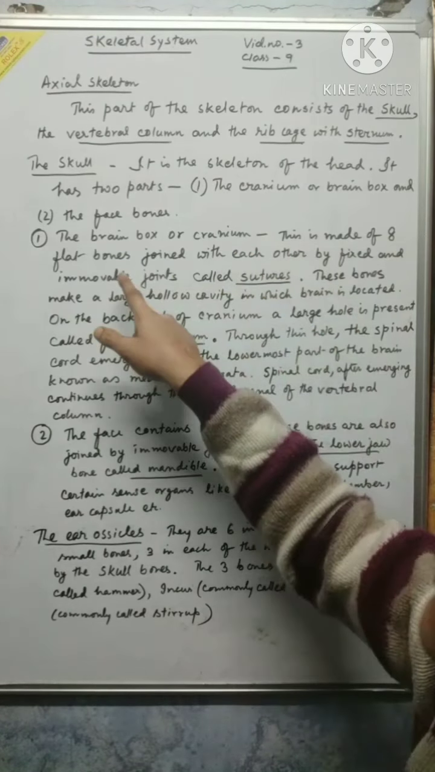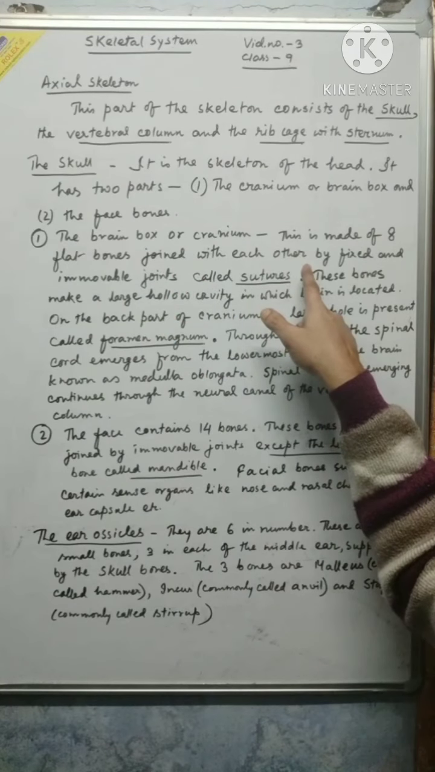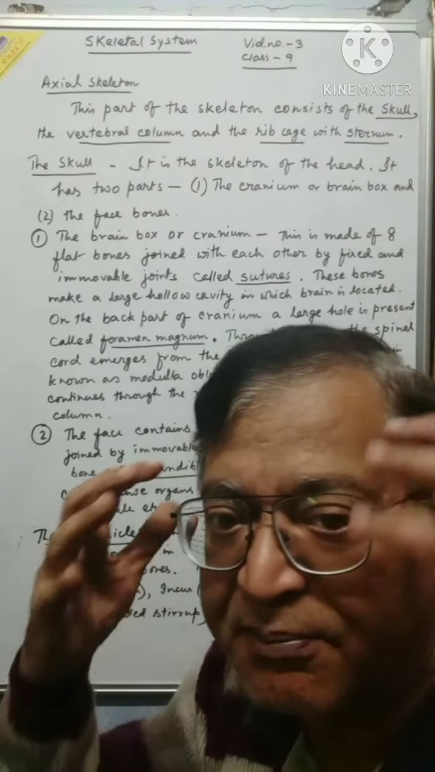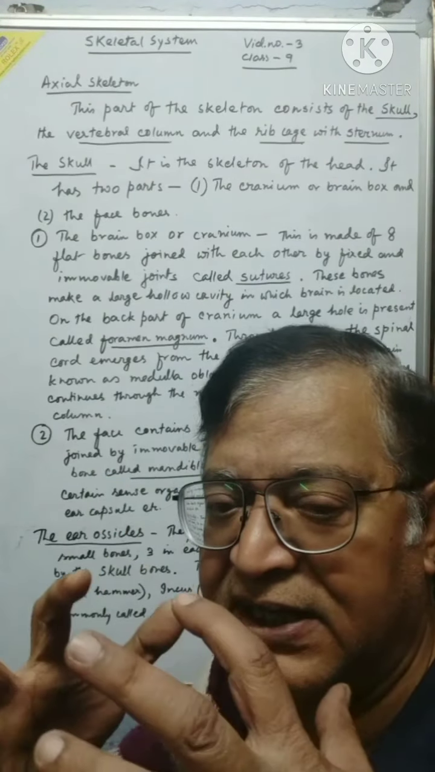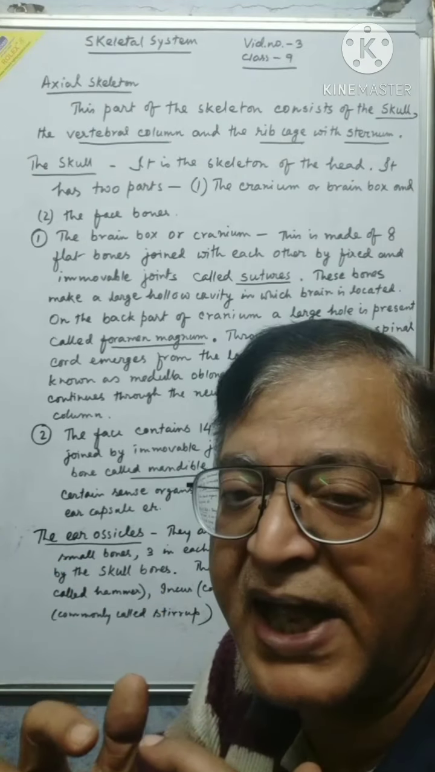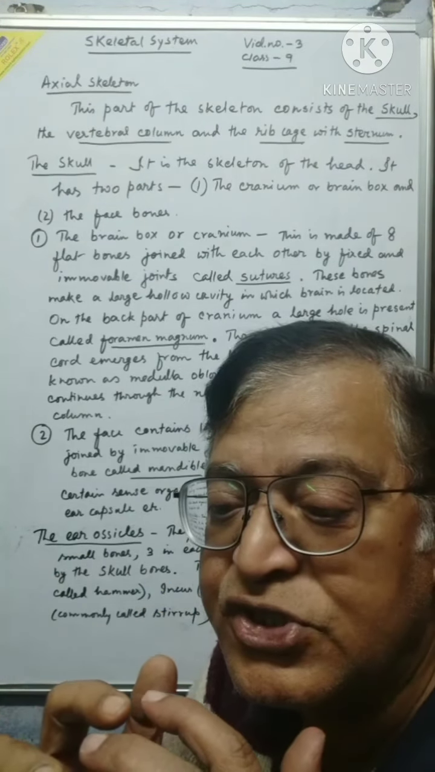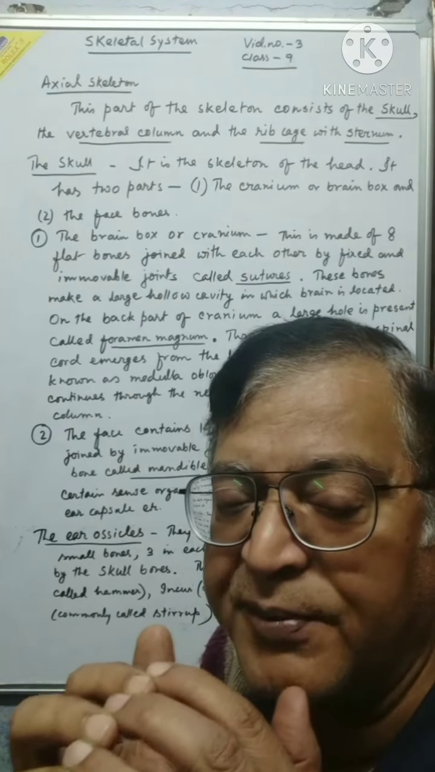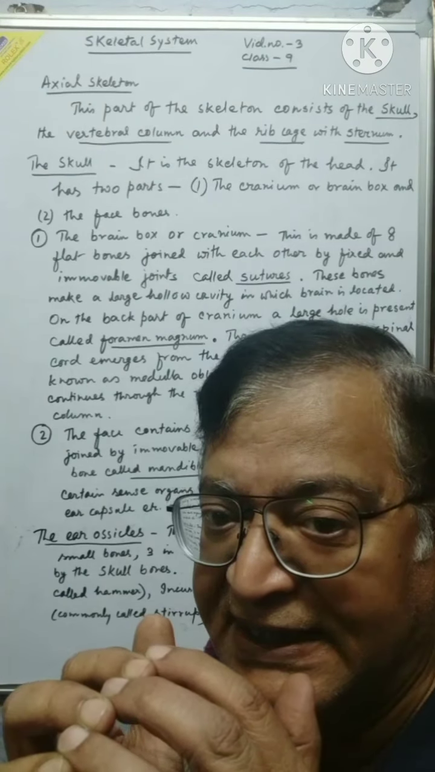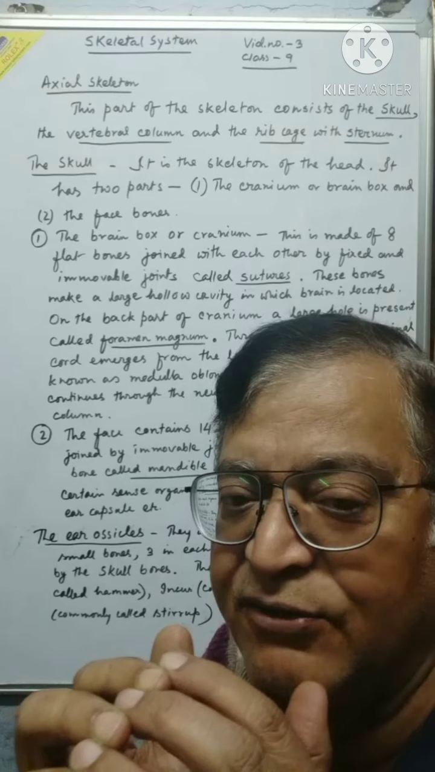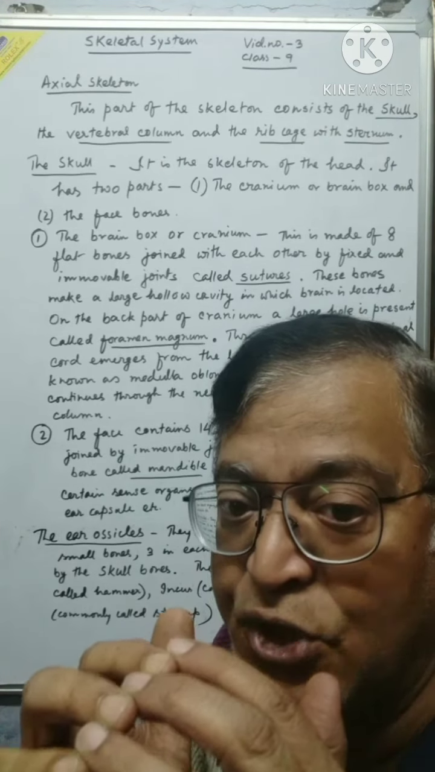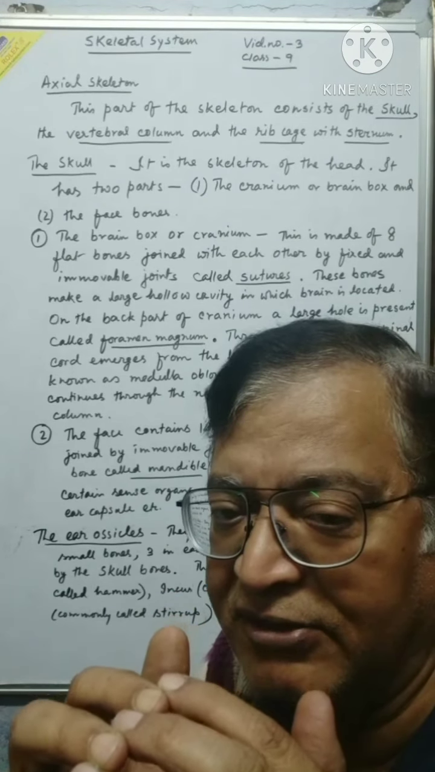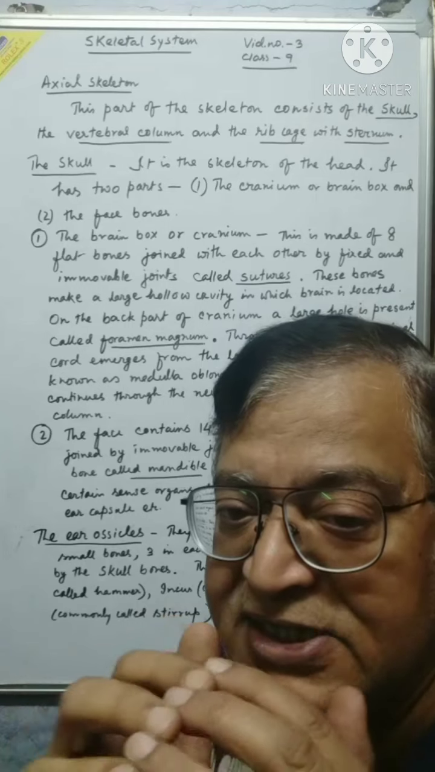This is made up of 8 flat bones joined with each other by fixed and immovable joints called sutures. The brain box is actually a rounded hollow structure made by 8 bones joined in such a way that they are not moving, forming a complete hollow case or box inside which the brain will stay. The joint should not move. If it moves, then you can understand the brain is a delicate organ. What will happen to the brain? It should not move, and it does not move.